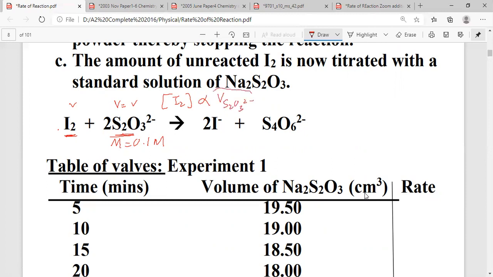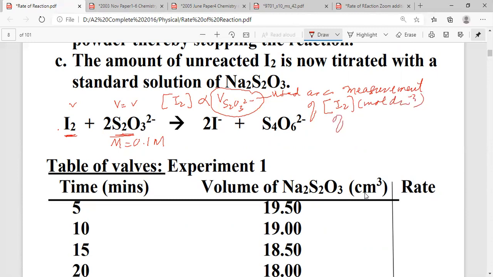So the volume is used as a measurement of the concentration. Here it will be concentration in moles per dm cube of iodine. So remember we use the volume of thiosulfate here. We don't have the concentration of I2. We use this as a measurement equivalent, you can say that.